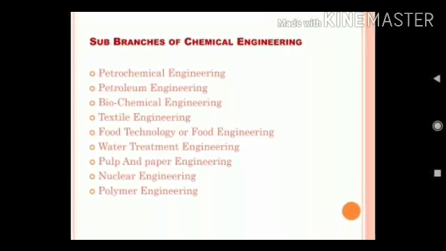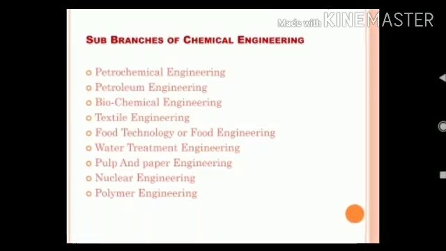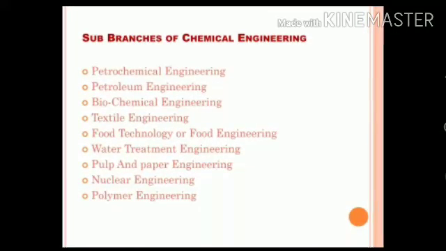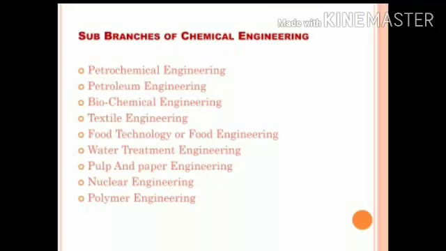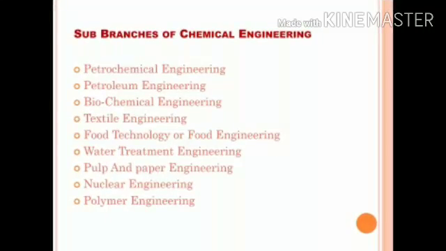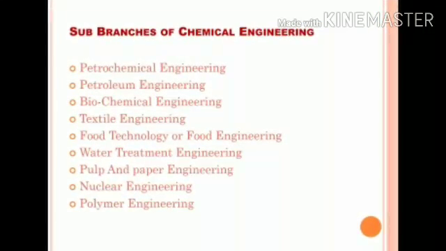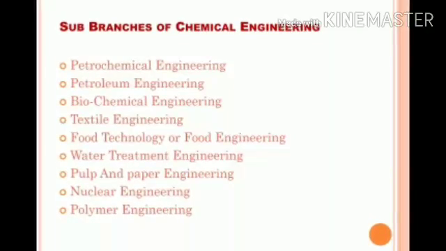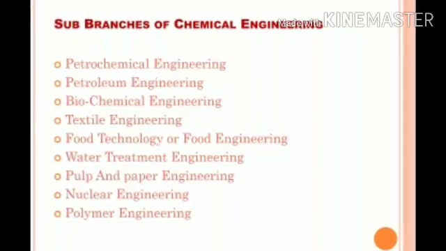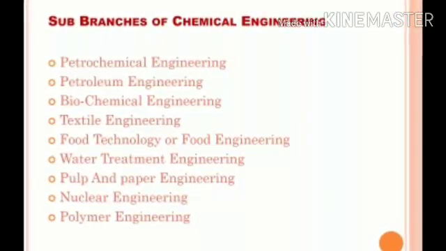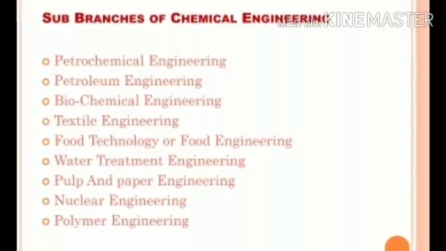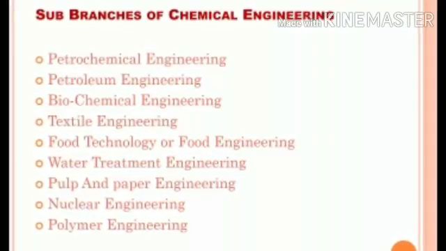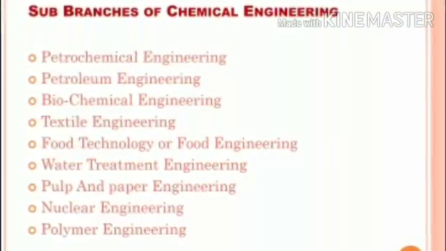Sub branches of chemical engineering. The main branches of chemical engineering are petrochemical engineering, petroleum engineering, biochemical engineering, textile engineering, food technology or food engineering, water treatment engineering, pulp and paper engineering, nuclear engineering, and polymer engineering.